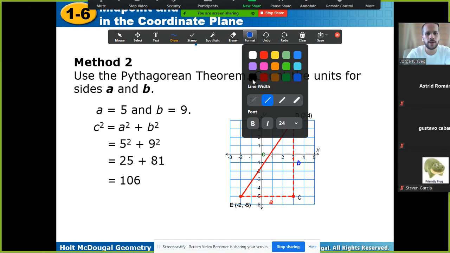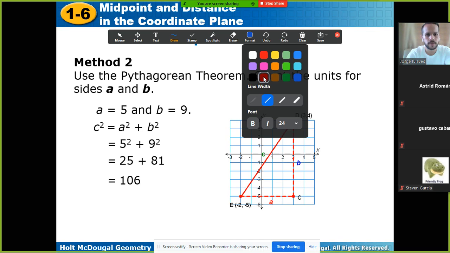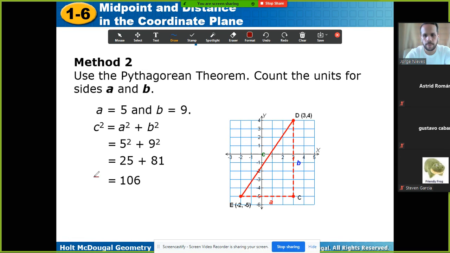How do we get rid of the C squared? Let's see it. To get rid of the C squared, we're going to take the square root. So at the end it's going to be 10.3 also.